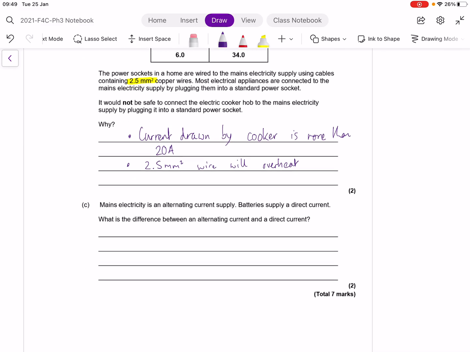Part C, what's the difference between AC and DC? So alternating current, 2 marks, 2 bullet points. AC changes direction. And that's happening constantly, right? It's got a frequency of 50 hertz. It's constantly changing direction. DC is always in the same direction. A couple of people here talked about alternating voltage and said the values can be positive or negative. But it is asking about the current, so we need to make a reference to direction.